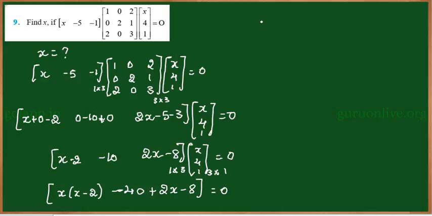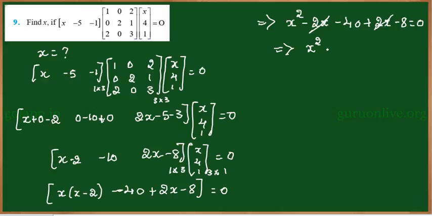Simplify the LHS. We get x into x is x square, minus 2 into x is 2x, minus 40, plus 2x minus 8 equal to 0. So plus 2x and minus 2x get cancelled. This implies x square minus 40 minus 8, which is minus 48, is equal to 0. This implies x square will be equal to 48.